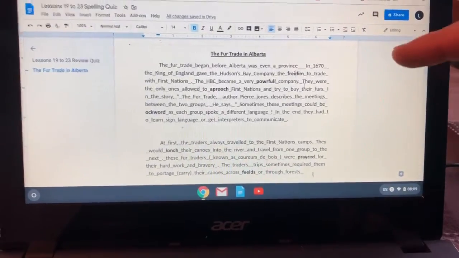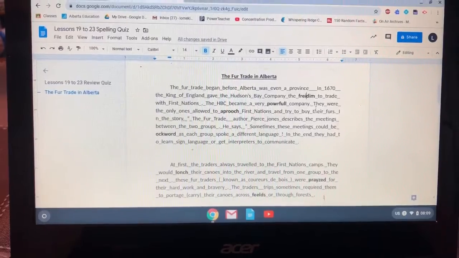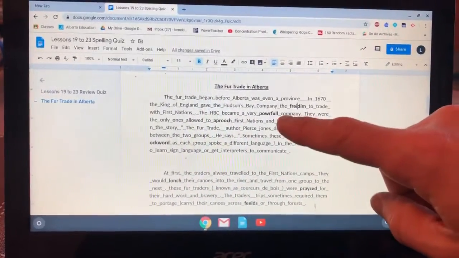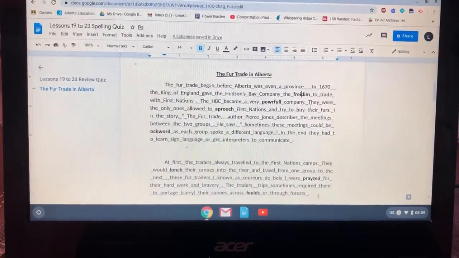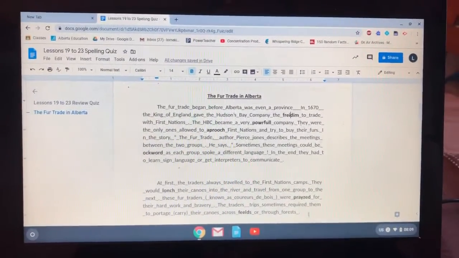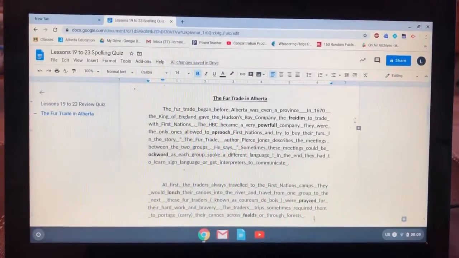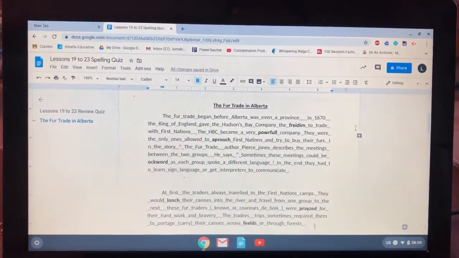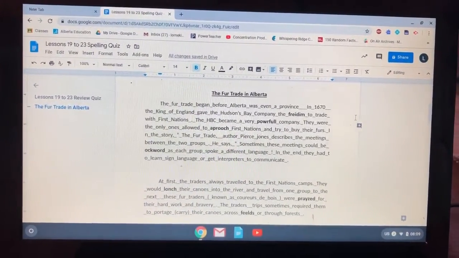The freedom to trade with First Nations. The HBC became a very powerful company. So the second word is powerful, but that's spelled wrong. Go in and change it so that it's spelled right. They were the only ones allowed to approach. Approach is spelled wrong. Make it so it's right. They were the only ones allowed to approach First Nations and try to buy their furs.